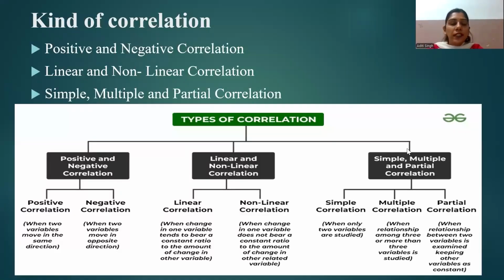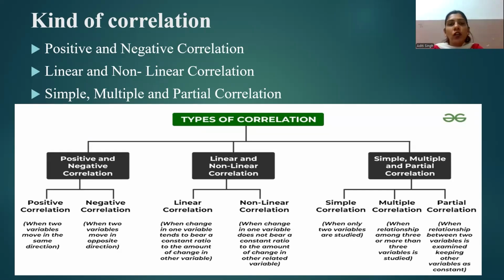So, after understanding the meaning and concept of correlation and the importance of correlation among the various sectors or fields, let's start the next topic, types of correlation. There are many types of correlation: basically positive and negative correlation, linear and non-linear correlation, and simple, multiple and partial correlation. So, what is positive and negative correlation?